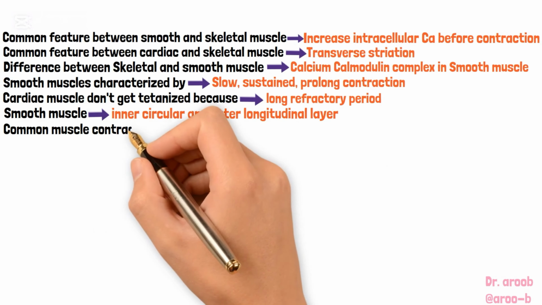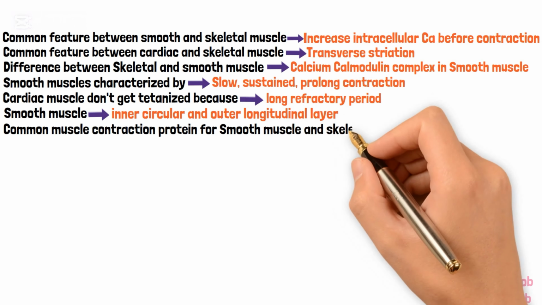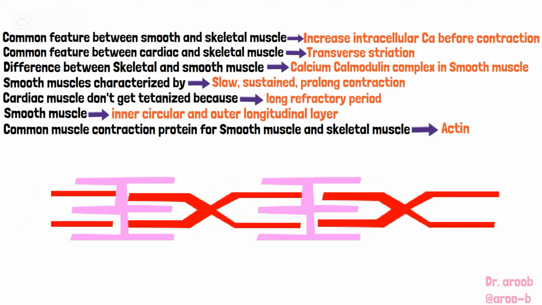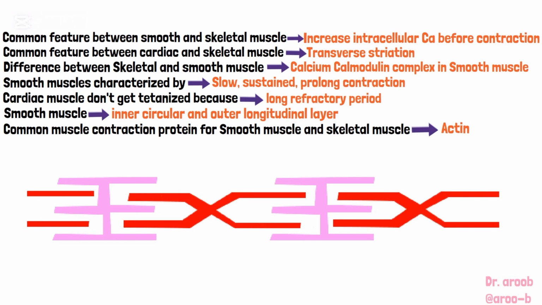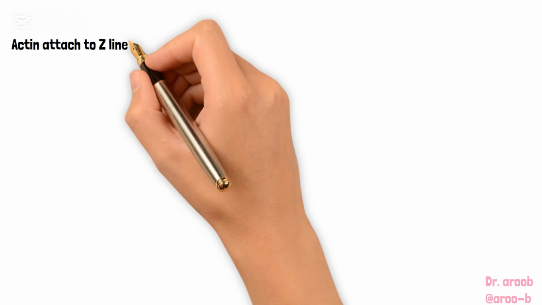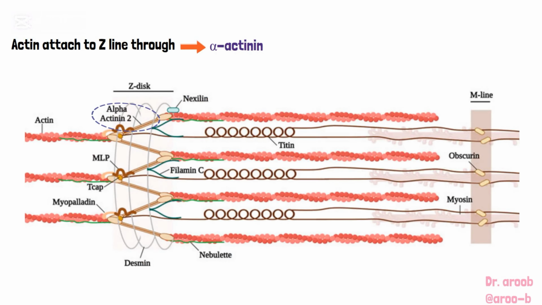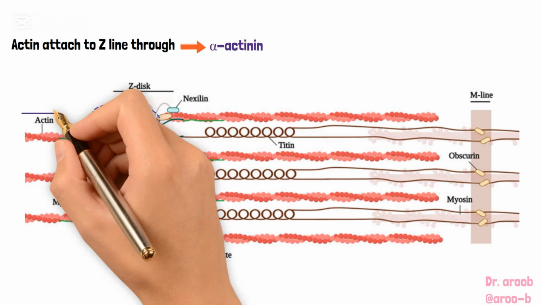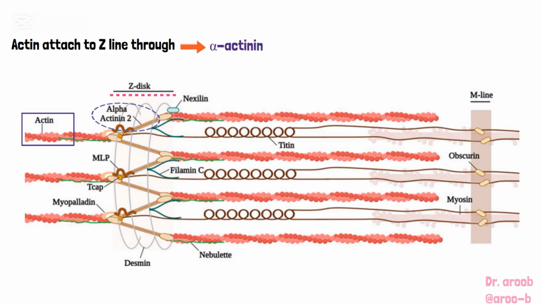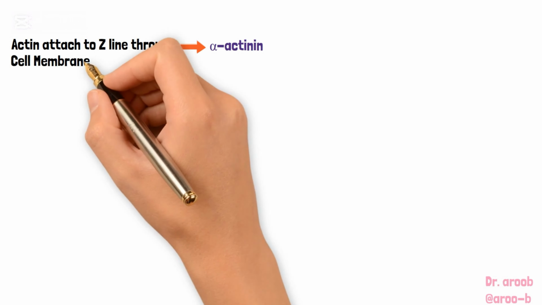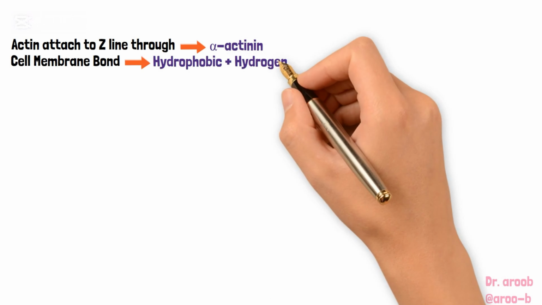Common muscle contraction protein for smooth muscle and skeletal muscle is actin, working in conjunction with myosin to facilitate muscle contraction. Actin is attached to the Z-line through alpha-actinin. Alpha-actinin acts as a cross-linker, connecting actin filaments to the Z-line, also called Z-disc, helping to maintain the structure of the sarcomere.